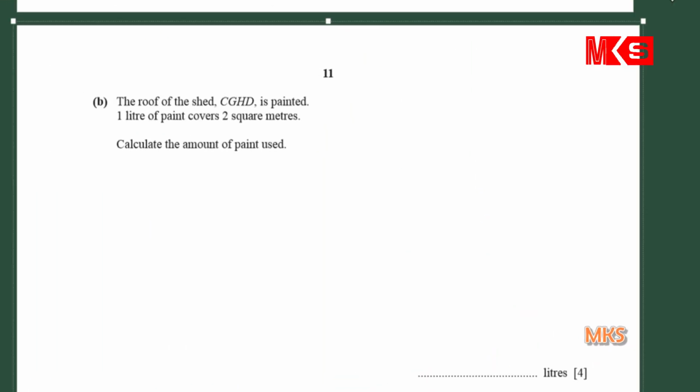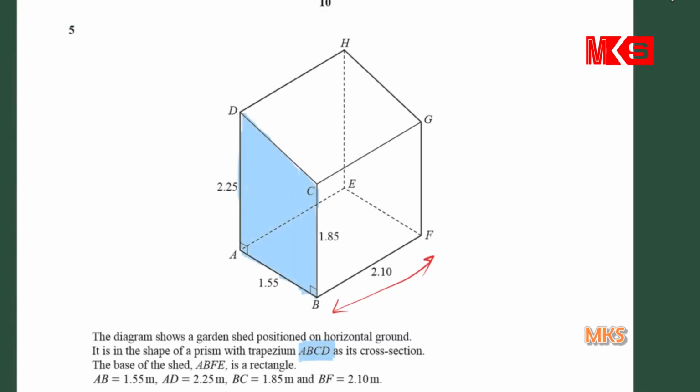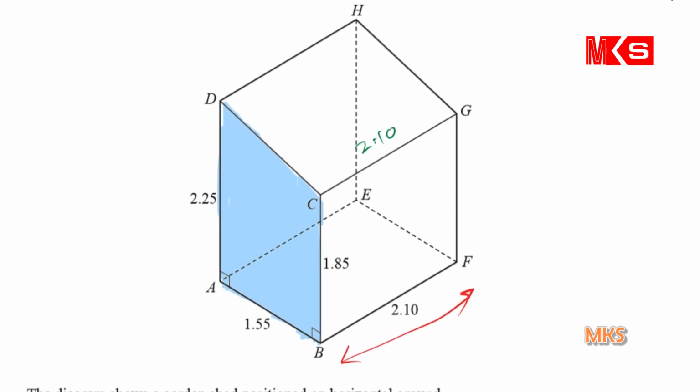Okay, roof of the shed CGHD is painted. 1 liter of the paint covers 2 square meters. Calculate the amount of the paint used. CDHG, that is painted. The problem is we don't know DC. We know CG. Here CG is 2.10, but we don't know what the CD is.